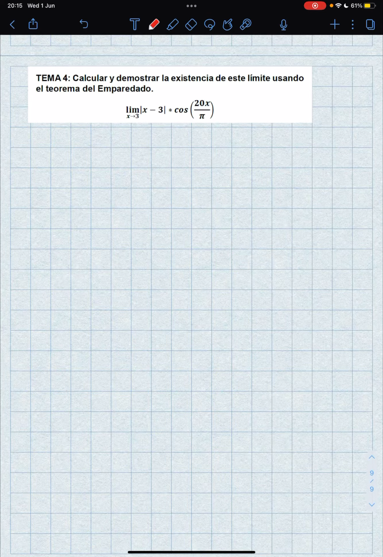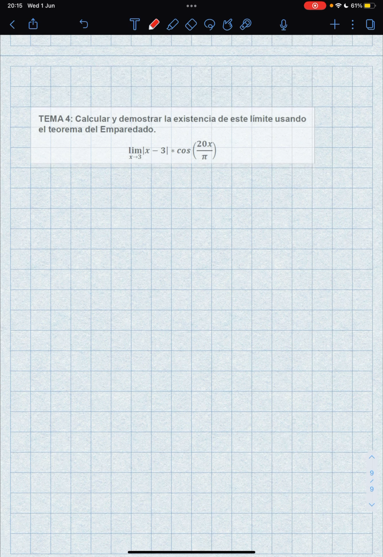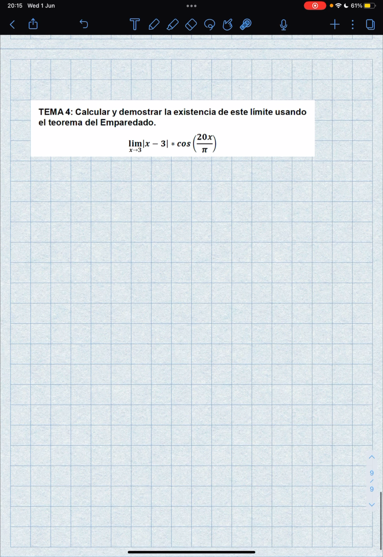Hey all, so this is the fourth problem that we have over here, which basically they want us to prove the existence of this limit, right? Using the sandwich theorem, which is this one. Okay, so let's do it.